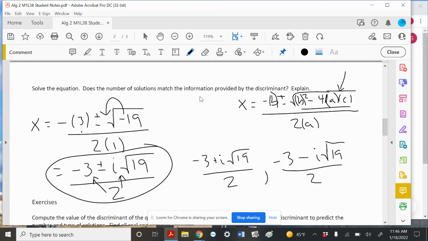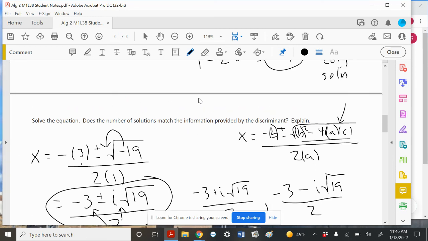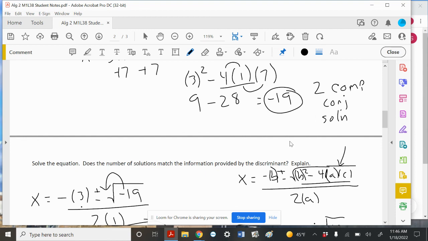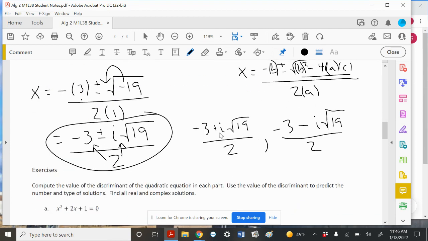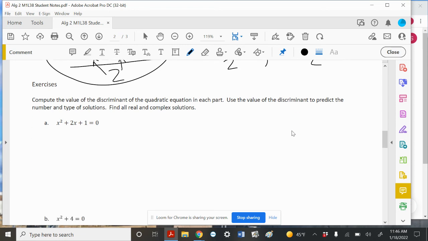So does the number of solutions match the information provided? I said we're going to have 2 complex conjugate solutions. There's one solution, there's the other solution. The only difference is the change in the sign of the i term. So that means they're conjugates. So that's what I've got: 2 complex conjugates.